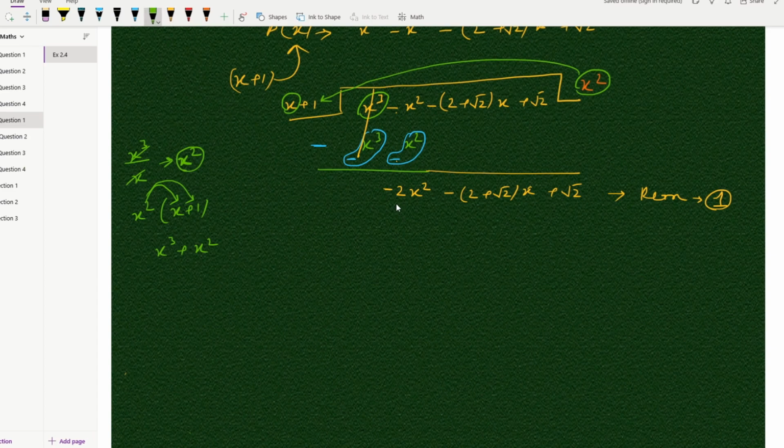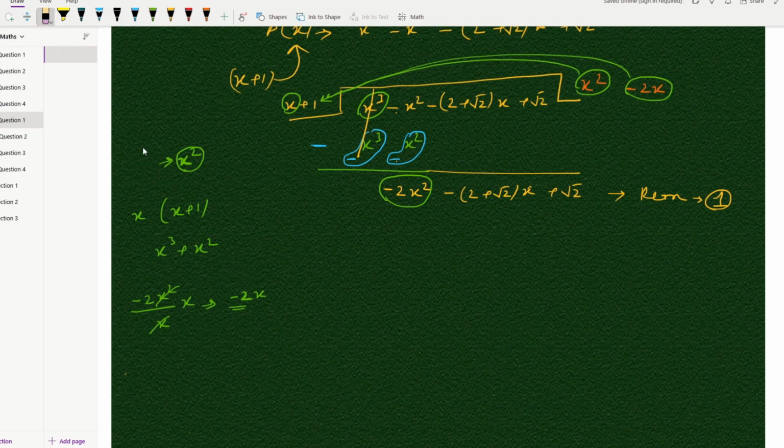Now next step is that you have to find the highest power term of x, that is minus 2x square. यहाँ पर x की पावर 2 है, यहाँ पर x की पावर 1 है. So this will be minus 2x square upon x. यहाँ से ऐसे कट जाएगा, so it will be minus 2x. तो यहाँ पर हम minus 2x लिख देंगे, and the very next step will be to multiply this minus 2x with the whole divisor. Let me empty the space here.